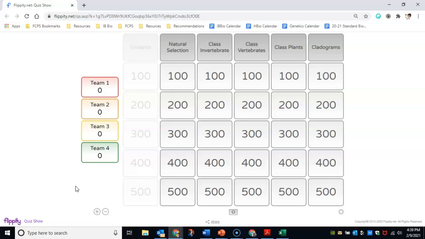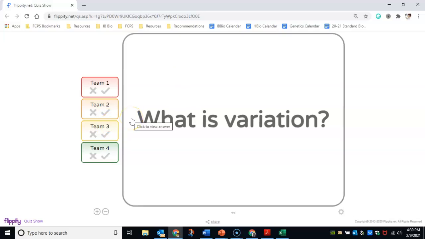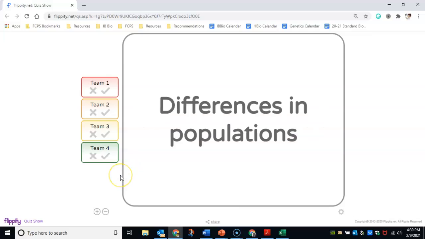All right, that was our first category. We're going to move on to natural selection now. So for 100, what is variation? Hopefully this is not tripping you up. Variation is just differences within a population. Brown hair versus blonde hair, that's a variation. Blue eyes versus brown eyes, variations.